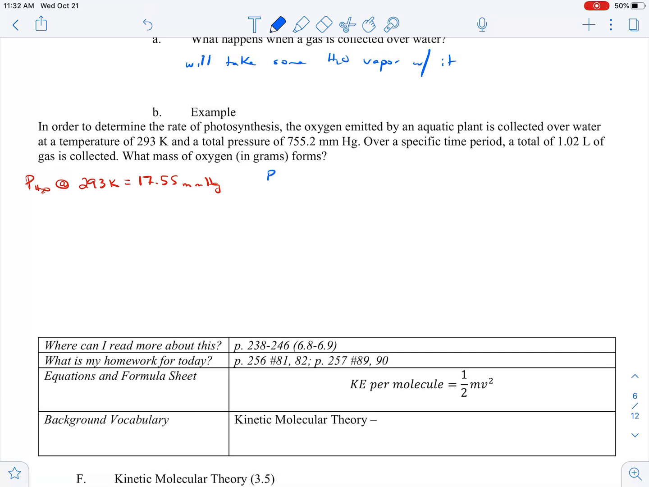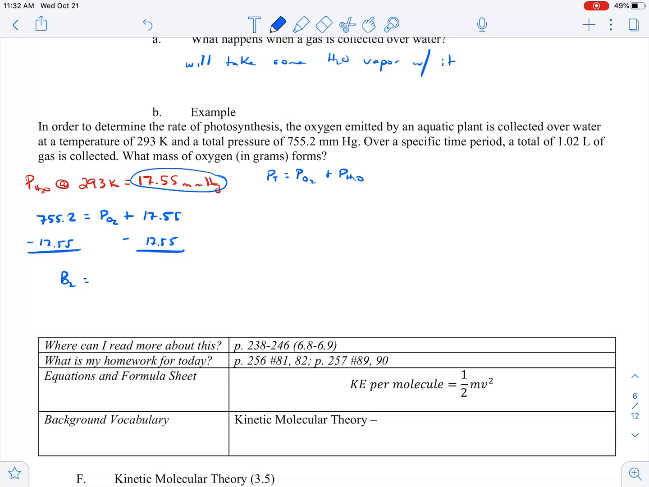We know that P total is going to equal P of our oxygen plus P of our water vapor, right? And so you're going to be given a table of water vapor pressures, which is something I already grabbed right here for us. So we know our total pressure is 755.2. We're looking for our partial pressure of oxygen, and we know water at that temperature is 17.55. So to solve for oxygen, we just subtract 17.55 from each side, which will give us our partial pressure of oxygen.